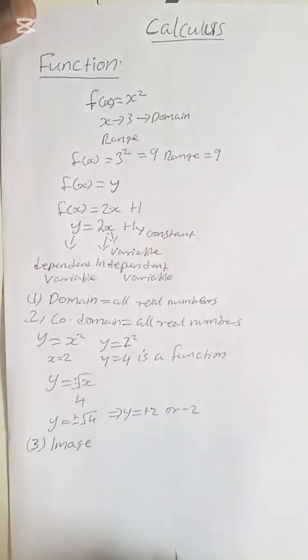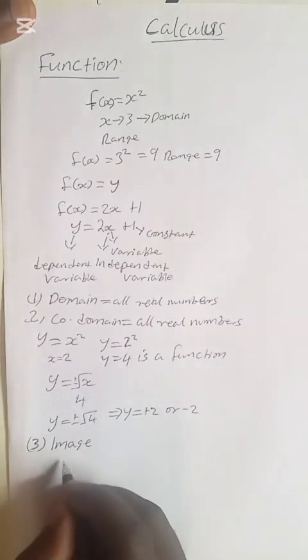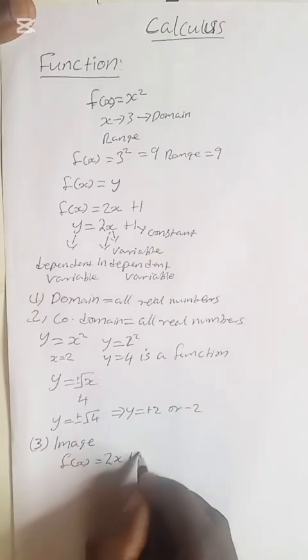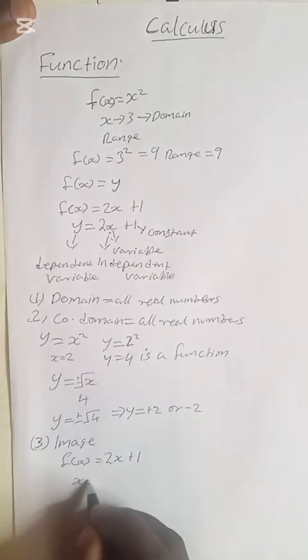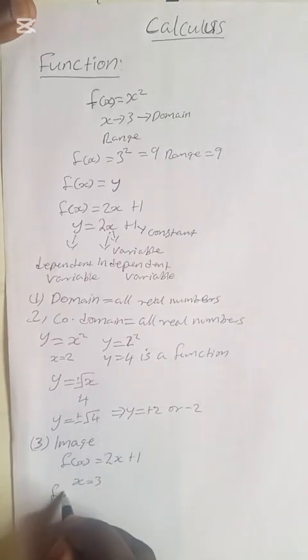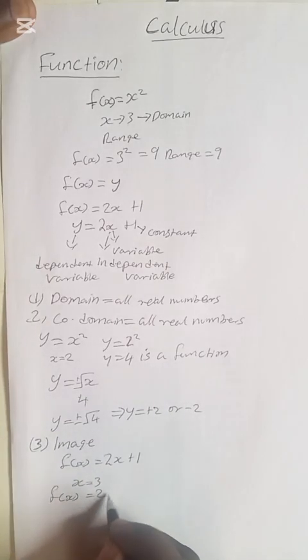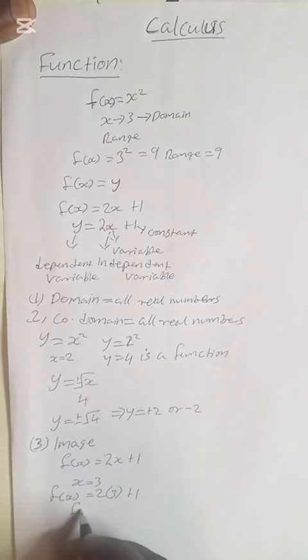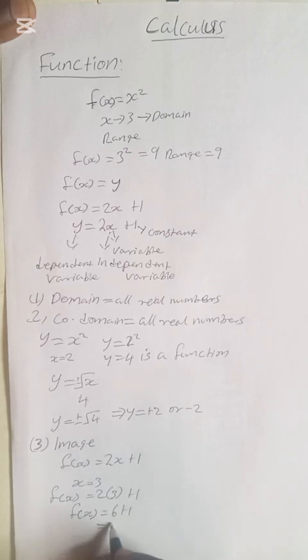Now, when you see something where they say image in a function, what does image in a function really mean? Let me give an example. When they say f of x is equal to 2x plus 1, and they say x is equal to 3, so now where that is x, we'll put 3. So I have f of x is equal to 2 times 3 plus 1. So I have f of x is equal to 6 plus 1, which will give us 7.